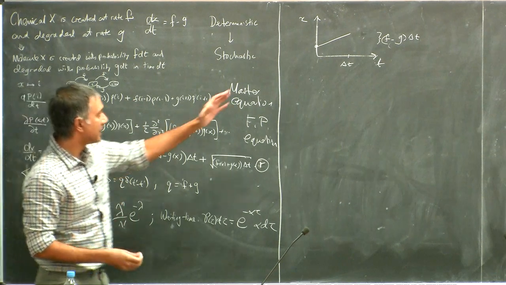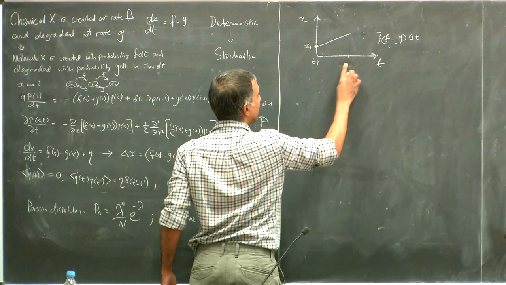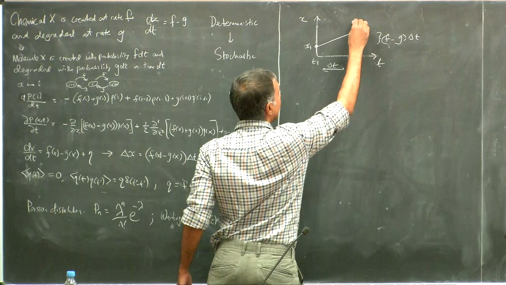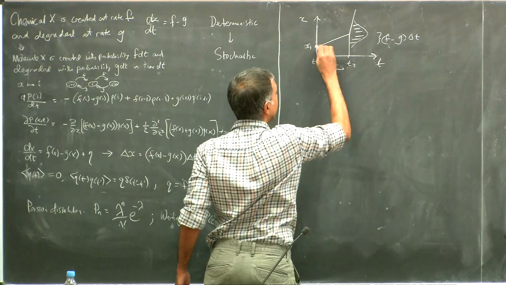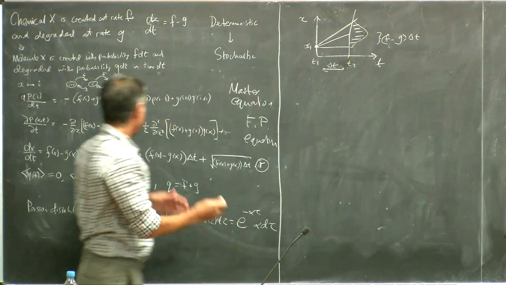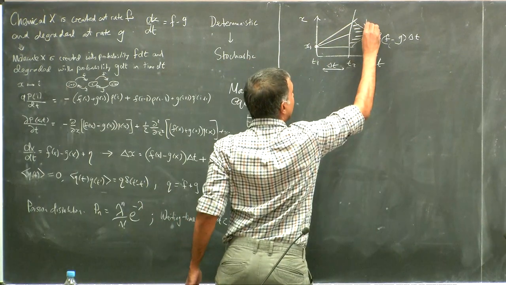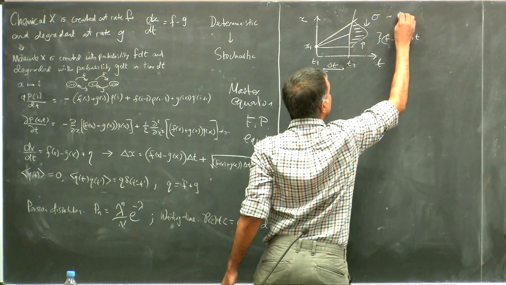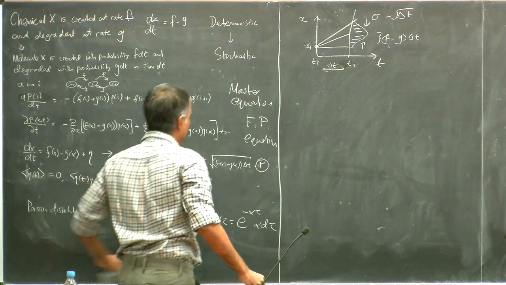And at least as a conditional probability distribution starting at x1 at time t1 and ending up at x2 at time t2, you will have some sort of distribution like so, right? The diffusion part is the part that makes that happen, right? And the sigma over there will go as square root of delta t. In fact, it has exactly the value.